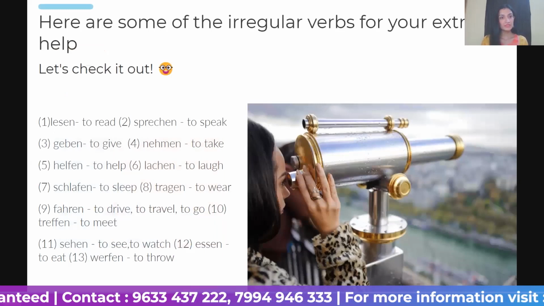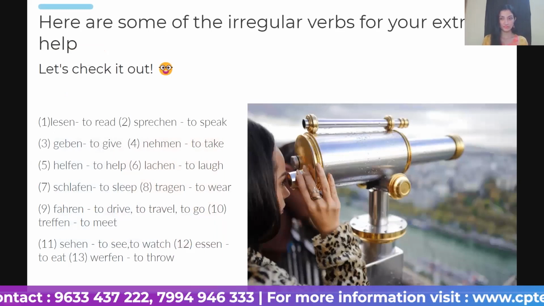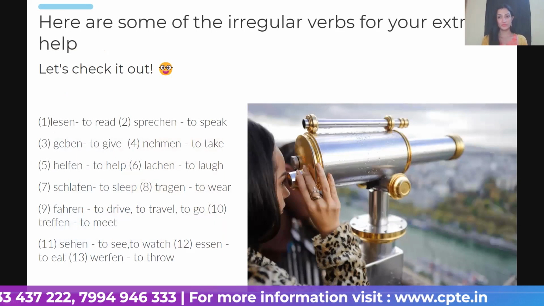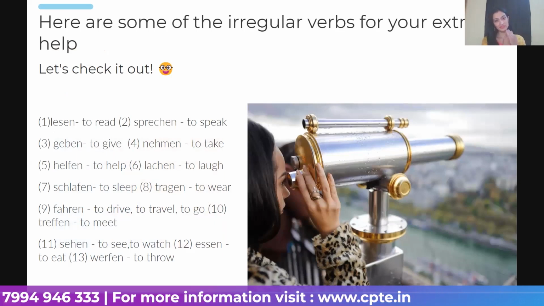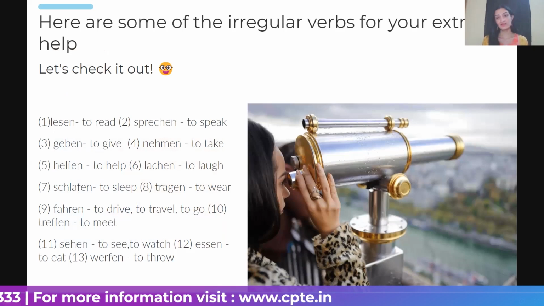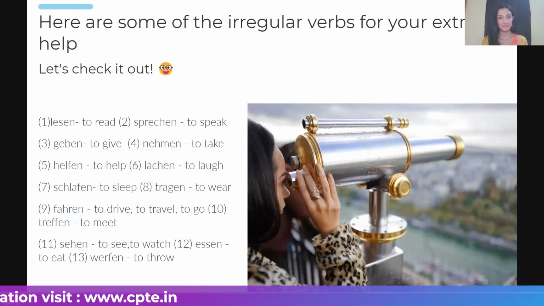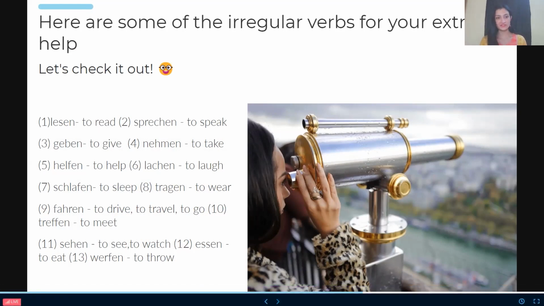So let's check it out. Lesen, to read. Sprechen, to speak. Geben, to give. Nehmen, to take. Helfen, to help. Lachen, to laugh. Schlafen, to sleep. Tragen, to wear. Fahren, to drive; to travel, to go is fahren, that also we can say. And treffen, to meet. Sehen, to see or to watch. Essen, to eat. Werfen, to throw.